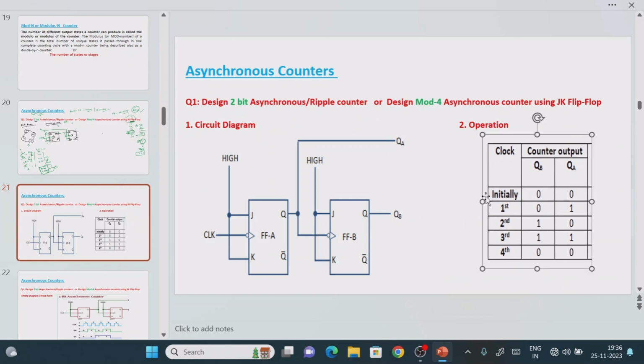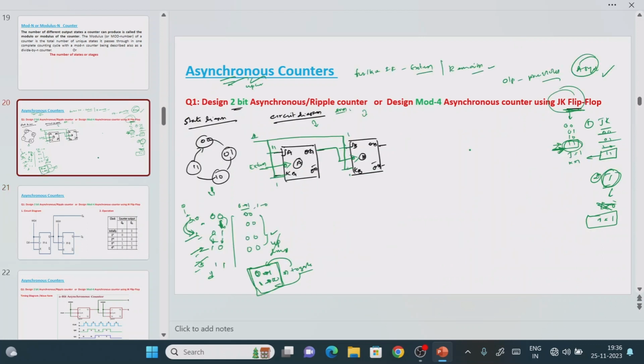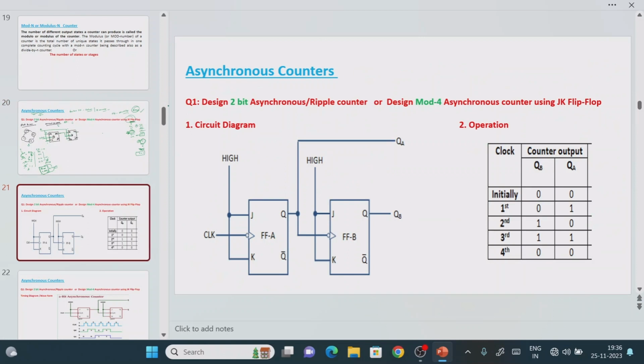Now, if you observe here, how many flip-flop outputs do we have? As we discussed, one is called QA and another one is called QB, right? The same way here also we can consider this output as QA and this output as QB.